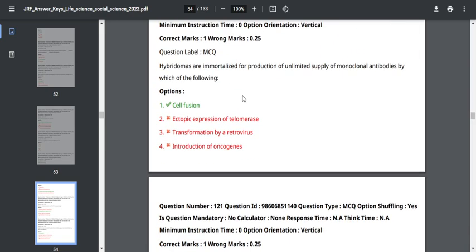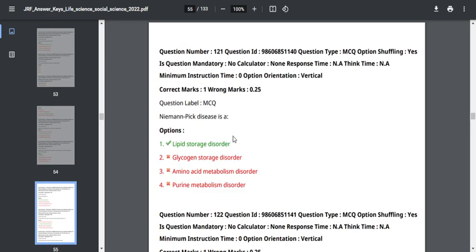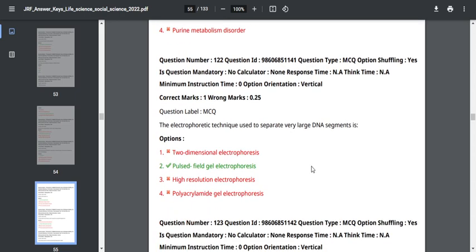Hybridomas are immortalized for production of an unlimited supply of monoclonal antibodies. How do they produce monoclonal antibodies? There is an antigen producing B cell and there is a myeloma cell. They fuse both the cells, generally using electrofusion or PEG, that is polyethylene glycol. Okay. So cell fusion is a technique. Niemann-Pick disease is a lipid storage disease. It's a rare and inherited disorder and it affects the body's ability to metabolize cholesterol and lipid. This disease is also an example of lysosomal storage disease.